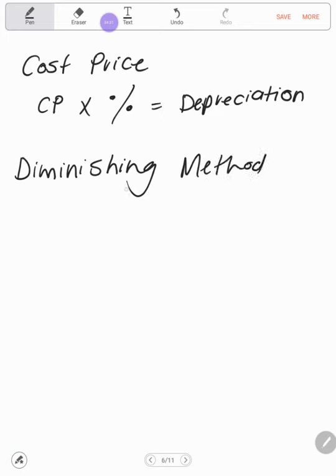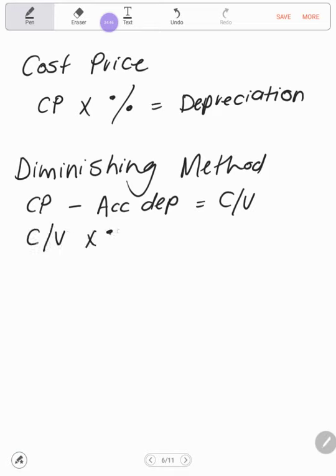This is when you first have to work out your carrying value. And how do I get my carrying value? I have to take cost price, subtract accumulated depreciation, and that will give me my carrying value. Carrying value times the percentage rate will then give me the depreciation.